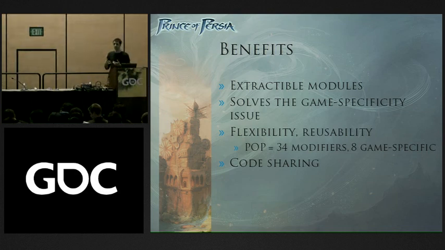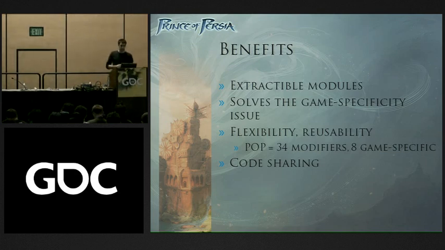That's very quick to do those kinds of small features. And you don't mess up your code, and in the end, you have the possibility to reuse that code in other games. Overall, in Prince of Persia, we had about 33 or 45 modifiers, and only 8 of them were game-specific. So even if you think in engine terms, you can really come up with solutions that are not related to your game.